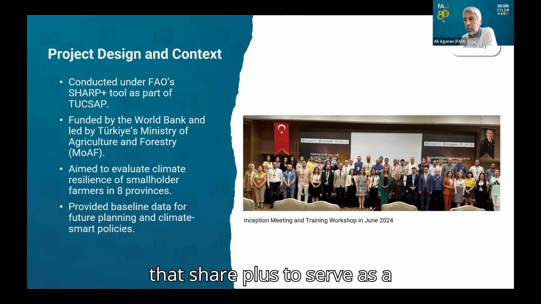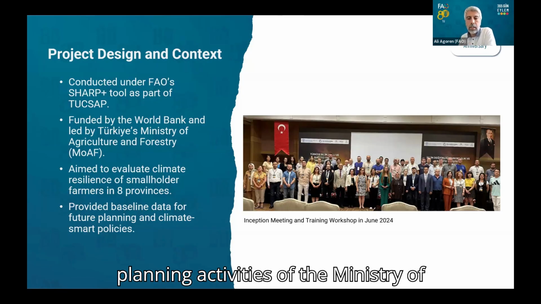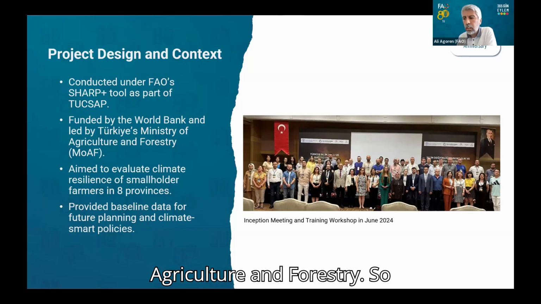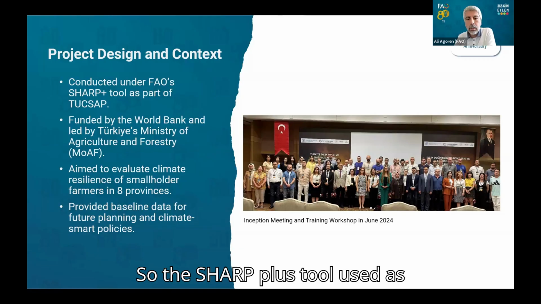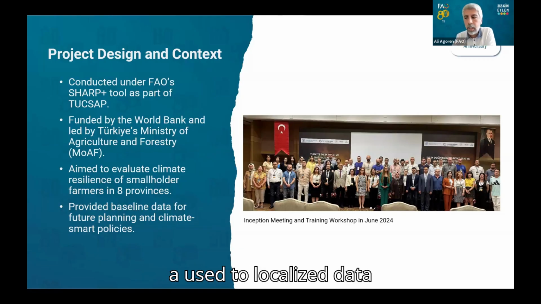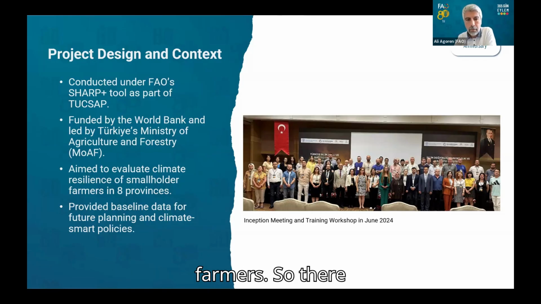The idea was for SHARP Plus to serve as a diagnostic tool to assess the climate resilience levels of smallholders and farmers and provide baseline data for the future planning activities of the Ministry of Agriculture and Forestry. Our SHARP project aimed to assess the climate resilience at household level across 8 provinces in Türkiye. The SHARP Plus tool used localized data to get insight and information from the farmers.